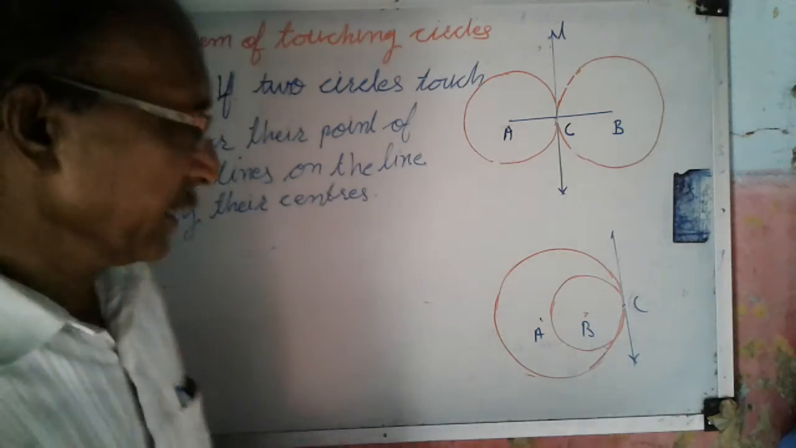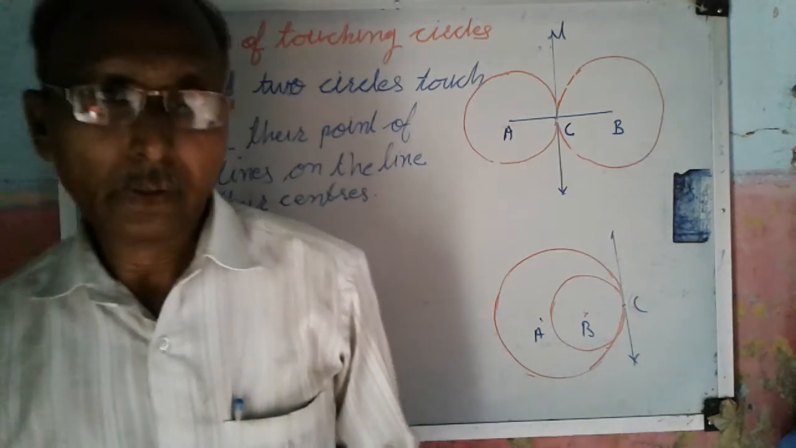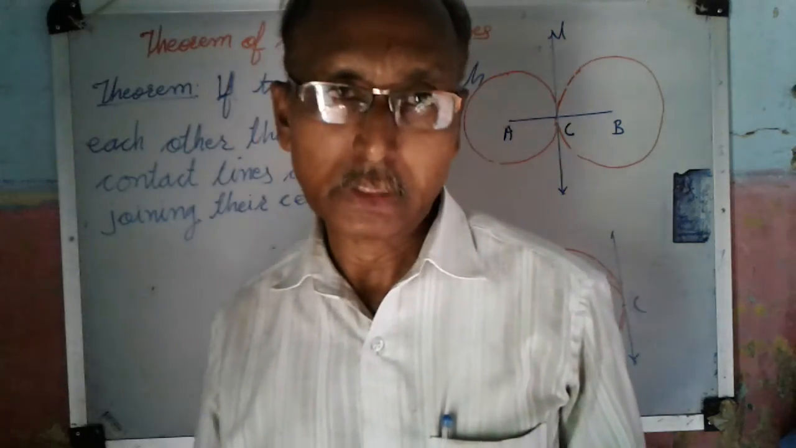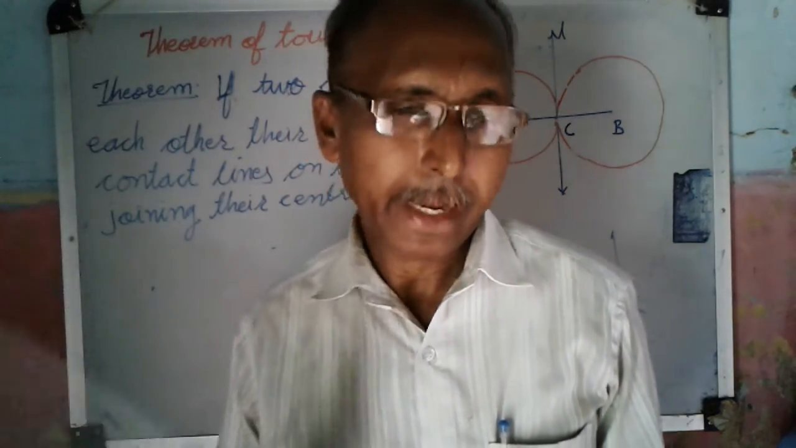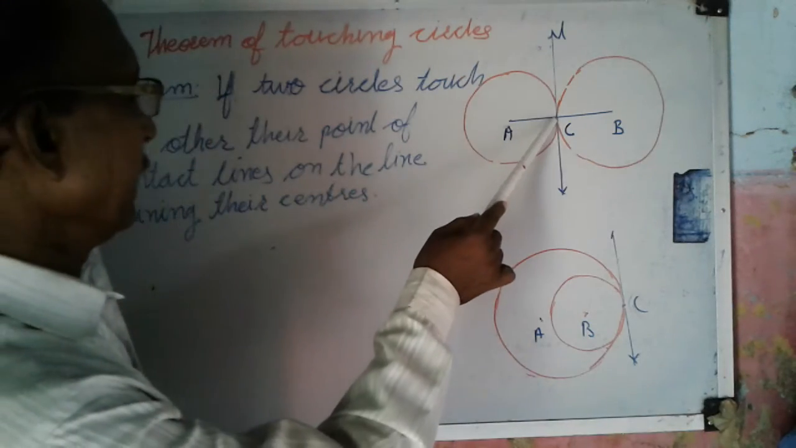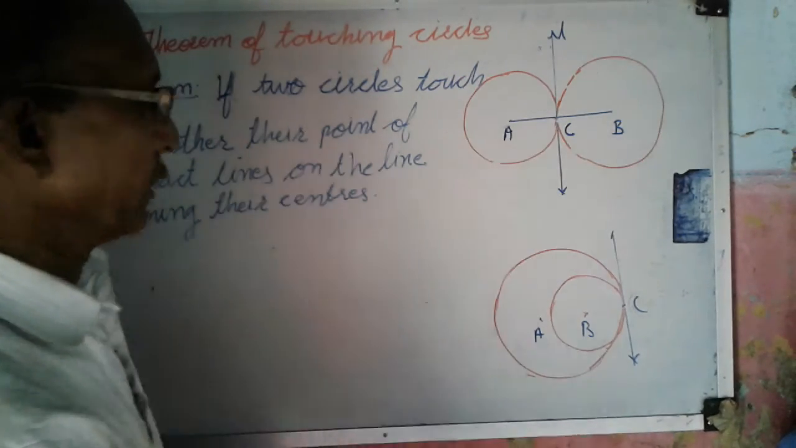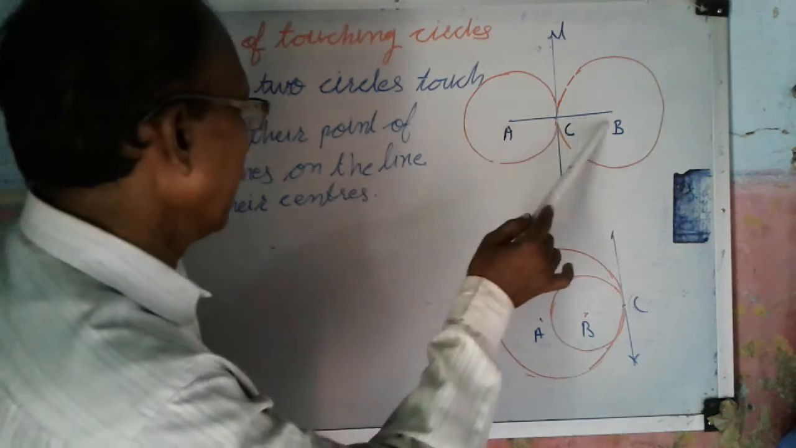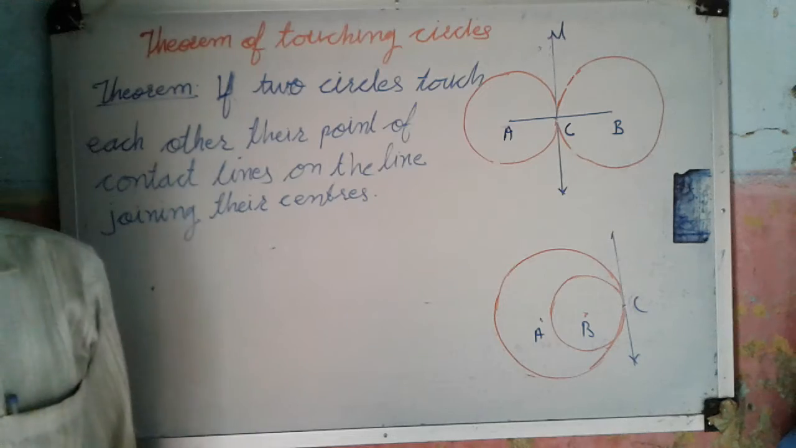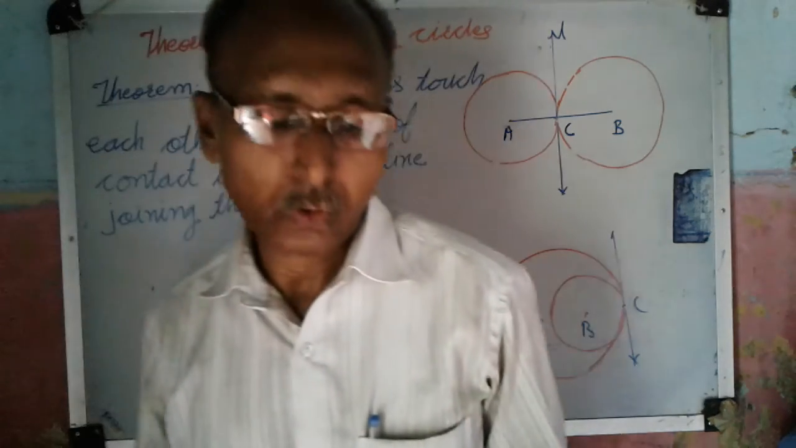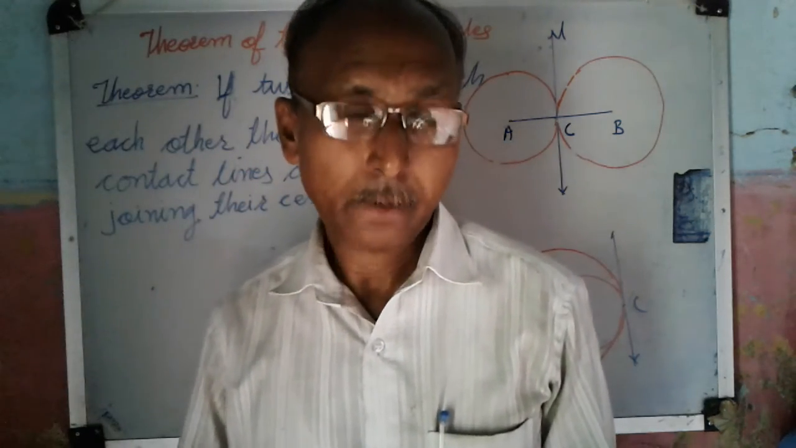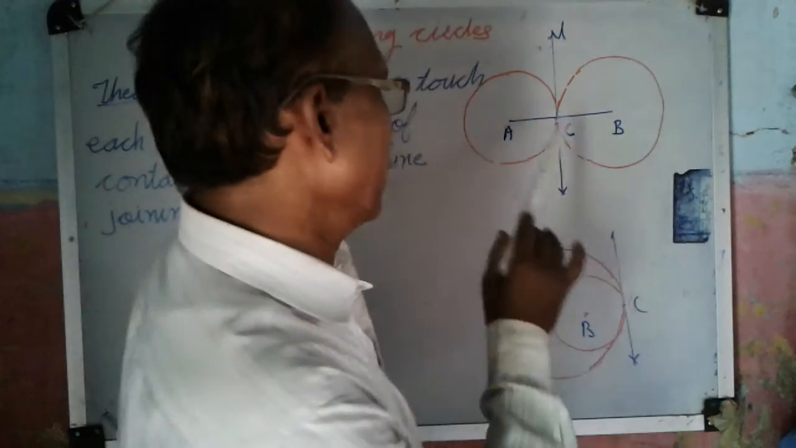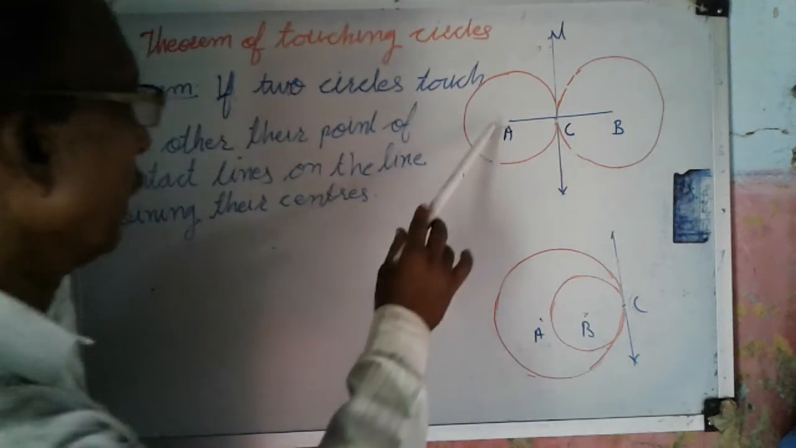Now which are the given things here? The given things: C is the point of contact of two circles with centers A and B. These are the given things. And what we have to prove here? We have to prove here that point C lies on line AB.